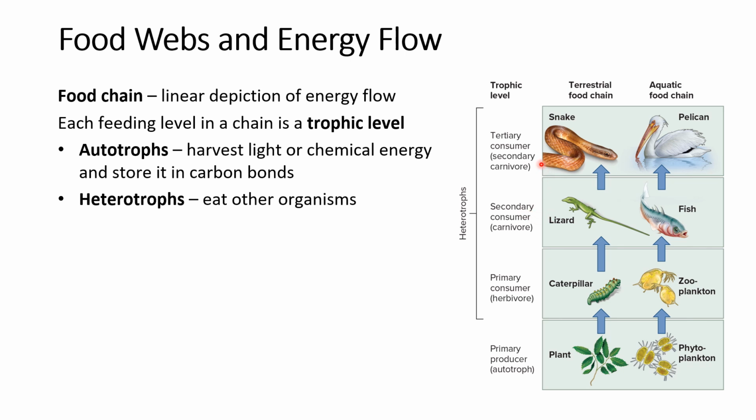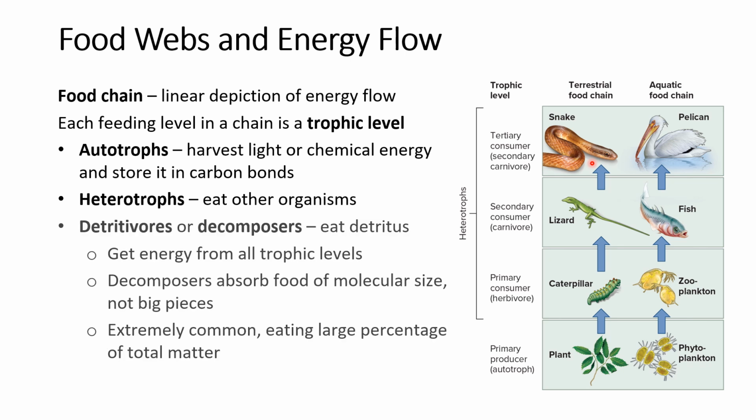Third level consumers are known as tertiary consumers. So it's the fourth trophic level, but it is the third level of consumers here. And it will continue up. You can end up with quaternary consumers, but generally don't go much higher than that. We'll talk about why that is.